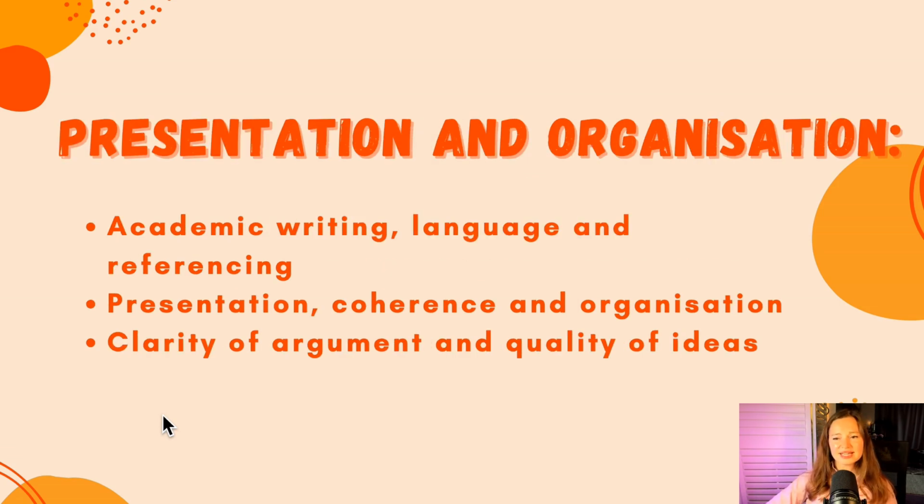Let's have a look at the presentation and the organization, which is the last part. First of all, it entails the academic writing, language and referencing, so you should care about your academic writing style, the language that you use, and references. Then another sub-element of presentation and organization is presentation, coherence, and organization of your writing. And finally, the sub-element that you need to care about is clarity of argument and quality of ideas. These are the things that will be taken into consideration while assessing your work.